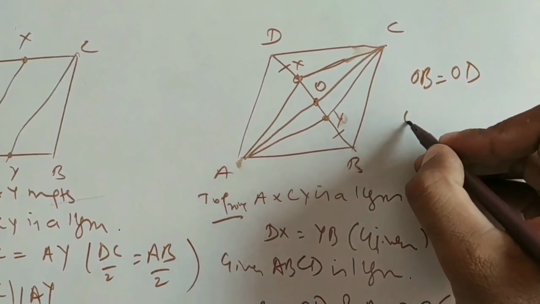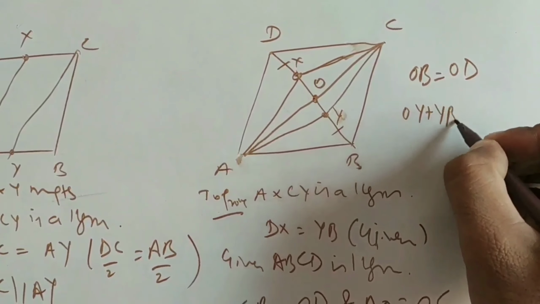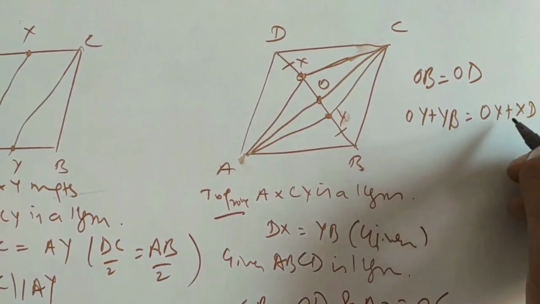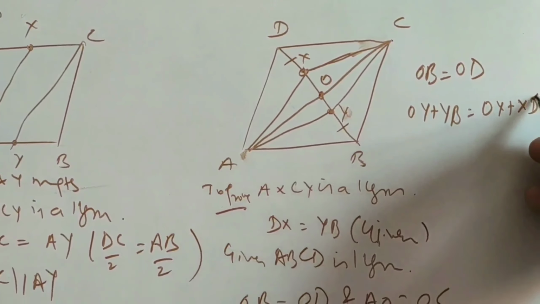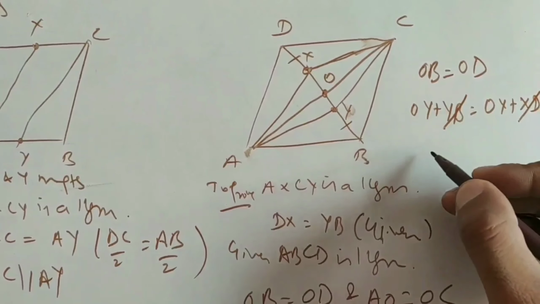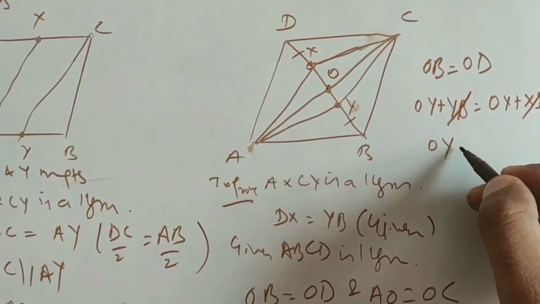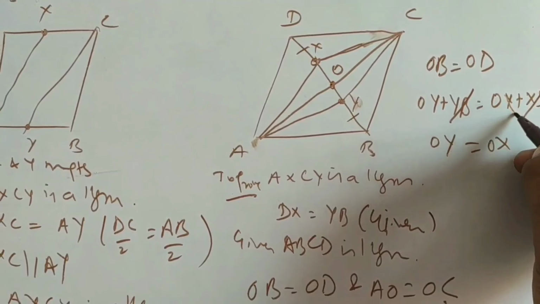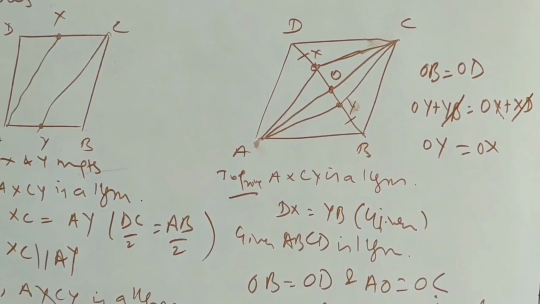Now OB is made up of OY and YB, whereas OD is made up of OX and XD, and we know that XD is equal to YB. So clearly OY is equal to OX.